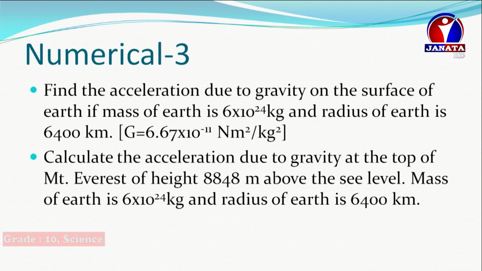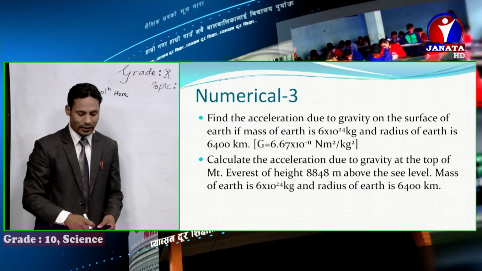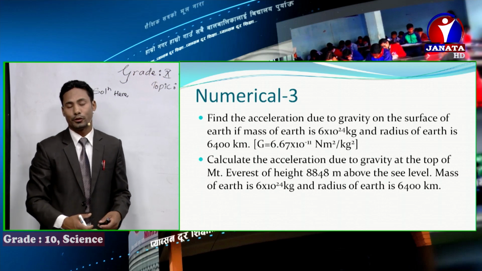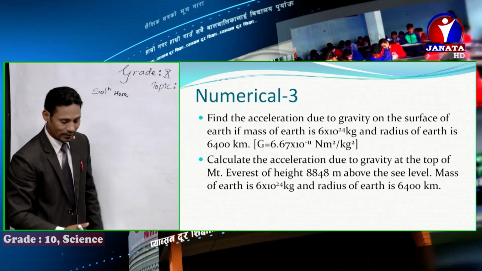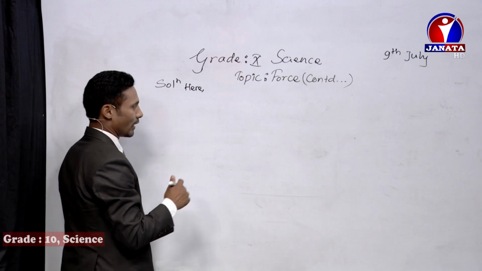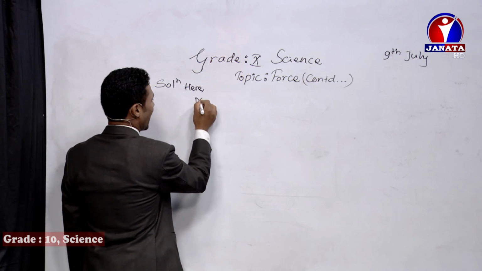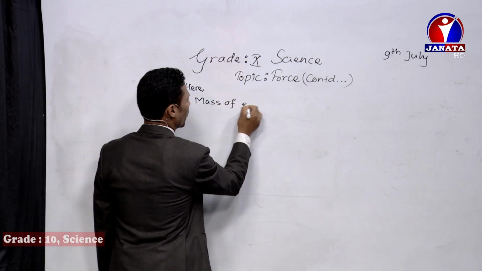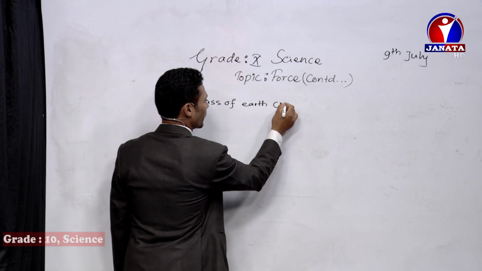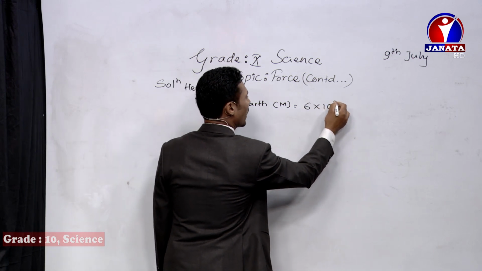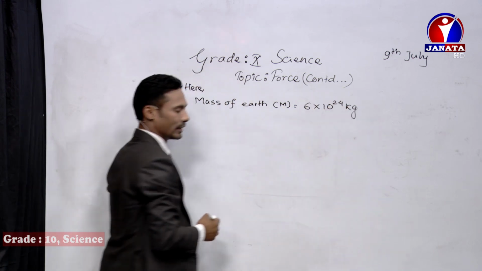Calculate the acceleration due to gravity at the top of Mount Everest, of height 8848 meter above sea level. The mass of Earth and the radius of Earth are mentioned. So this is finding the acceleration due to gravity at a certain height. Let's see how to calculate this. Let's write down the given first. The mass of Earth, I will write as capital M, is 6 into 10 to the power 24 kg.